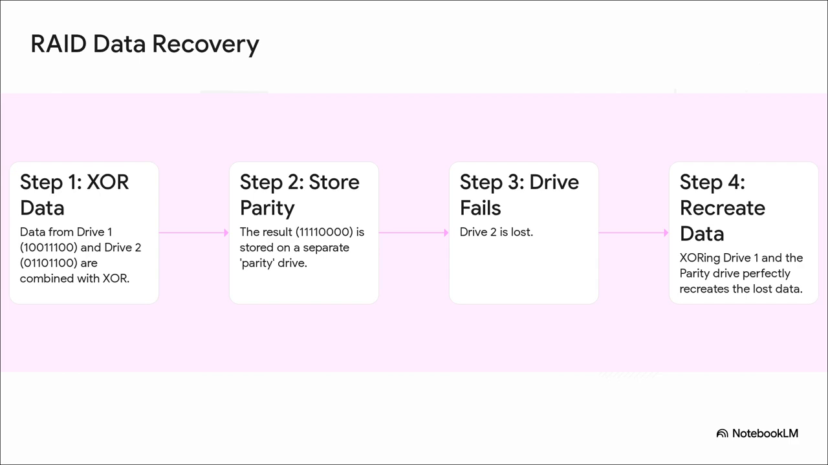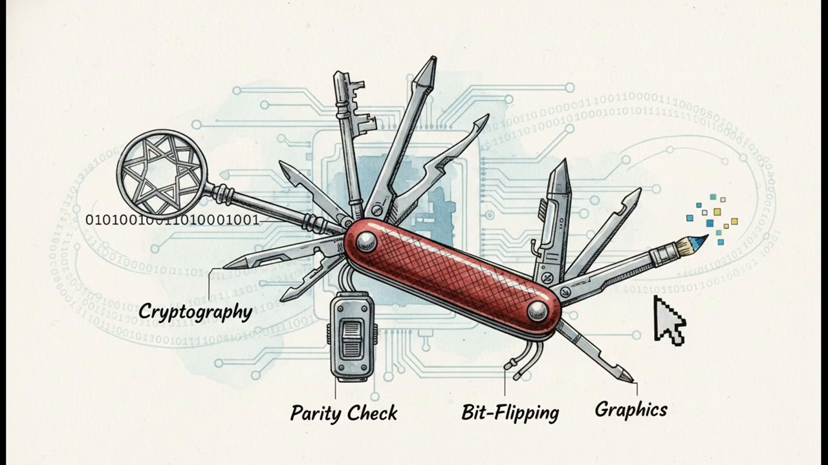It's incredible. But look, it's not just about data recovery. Not at all. XOR is really a true digital Swiss Army knife. It's a fundamental building block for fast cryptography. It's a super simple way to check if data has errors. It's like a surgical scalpel for flipping individual bits from a 0 to a 1. Heck, it was even used as a clever trick for old-school computer graphics. It is, quite literally, everywhere.